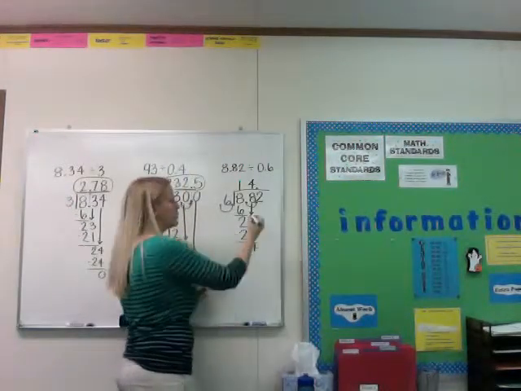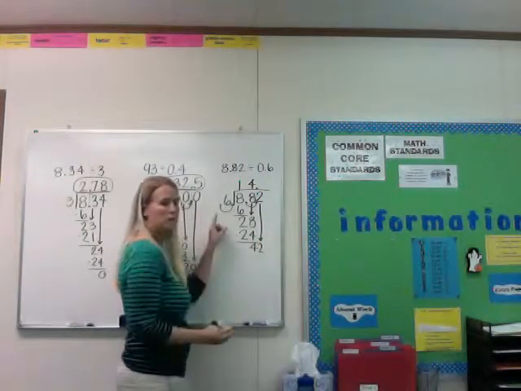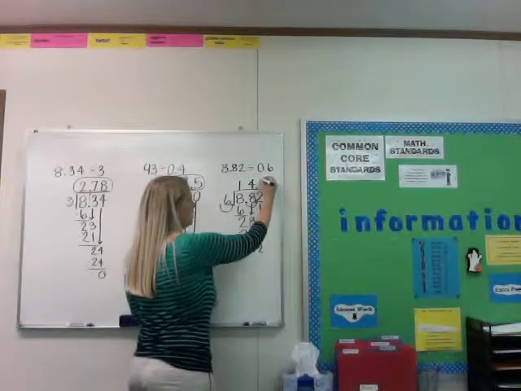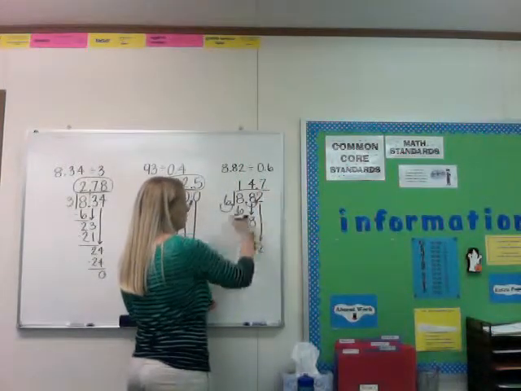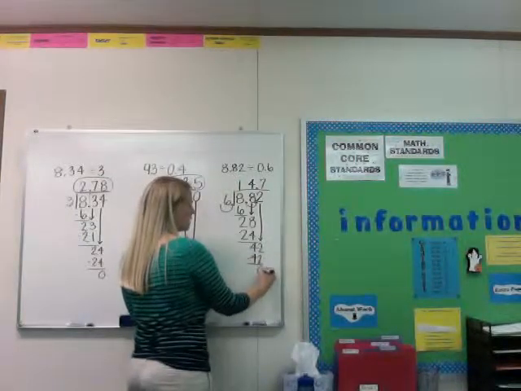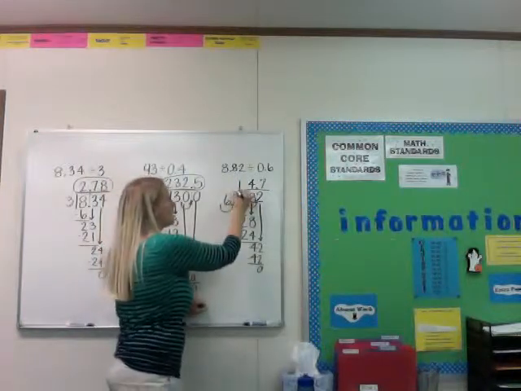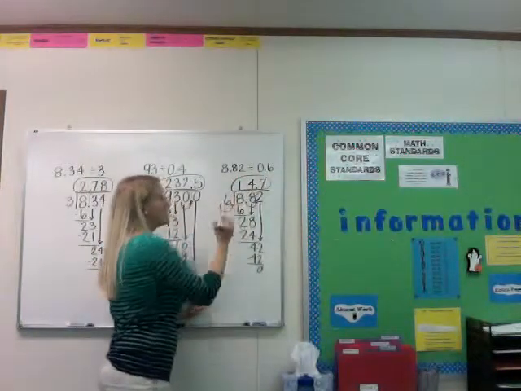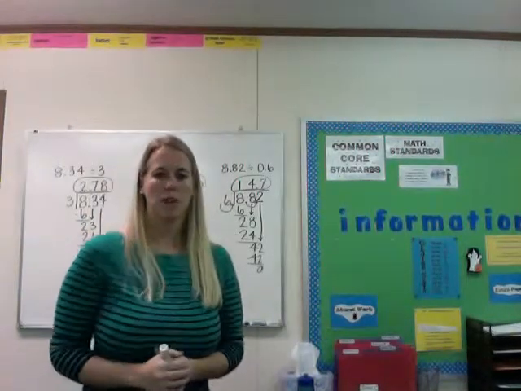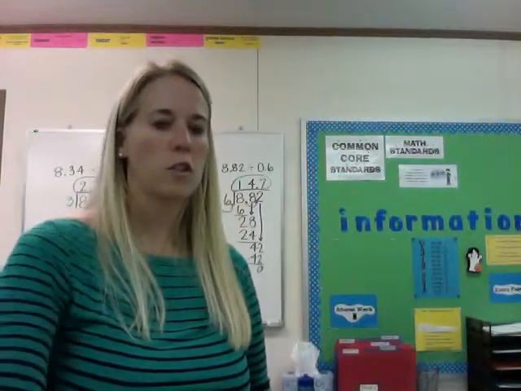So I'm going to go ahead and bring down my 2. 6 goes into 42 7 times. My 7 needs to go right above the 2. 7 times 6 is 42 with a 0 as the remainder. So if I look at my answer and my decimal's already there, my answer should be 14 and 7 tenths. I hope this answers any questions about dividing decimals. We'll be reviewing it again another couple of days before the Chapter 3 test.